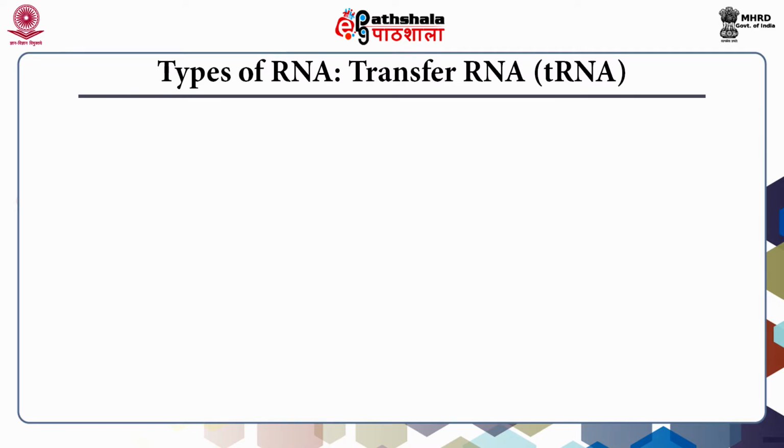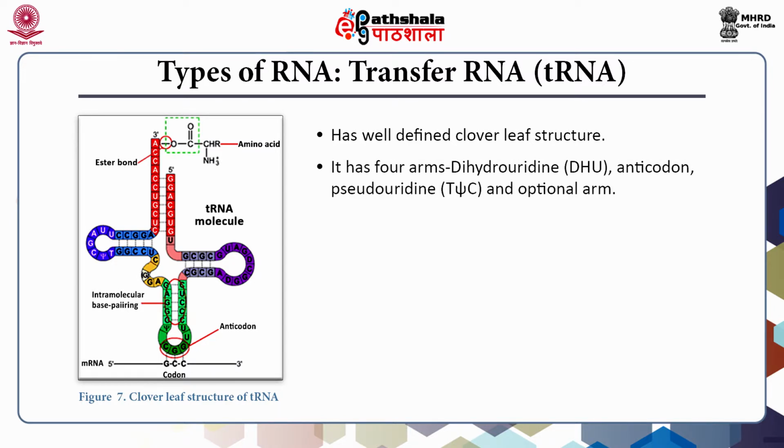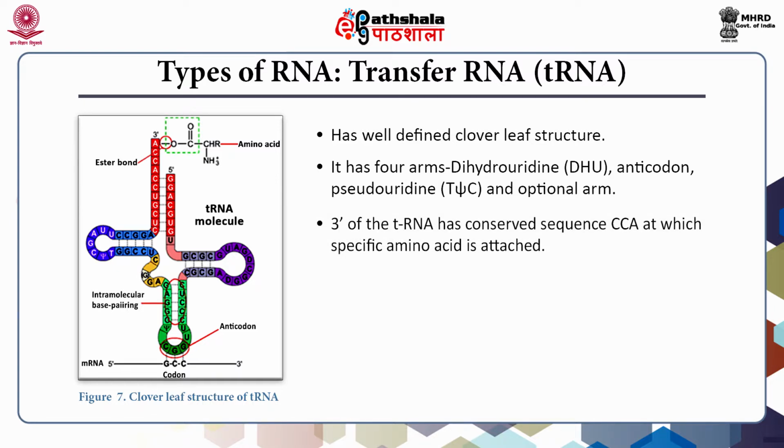Next, the tRNA or transfer RNA. The tRNA are known to have a very well defined clover leaf structure, as you can see in the figure. The clover leaf structure has 4 arms, namely dihydrouridine arm, anticodon arm, pseudouridine arm, and one small optional arm. The 3' end of the tRNA has a conserved sequence CCA, at which specific amino acids are attached.